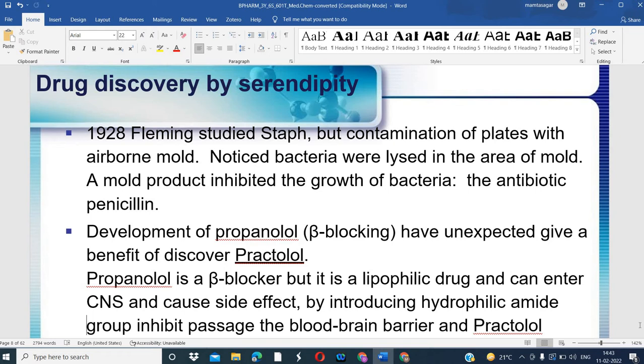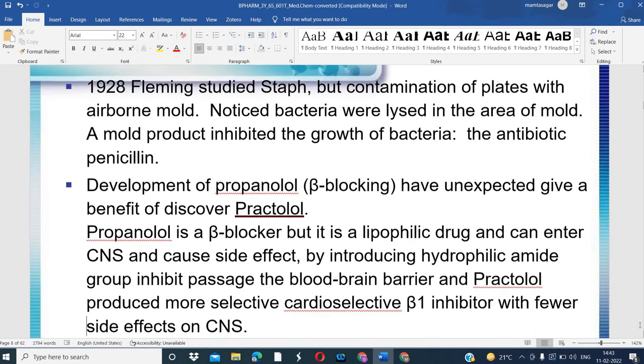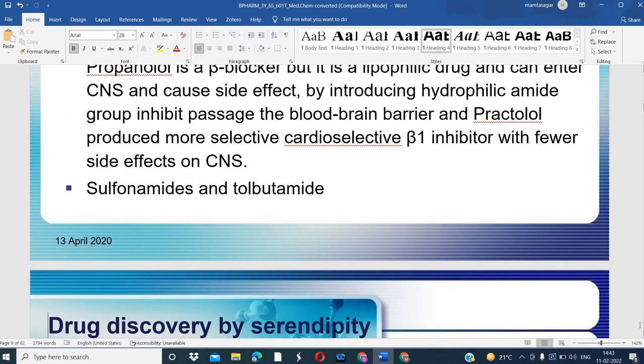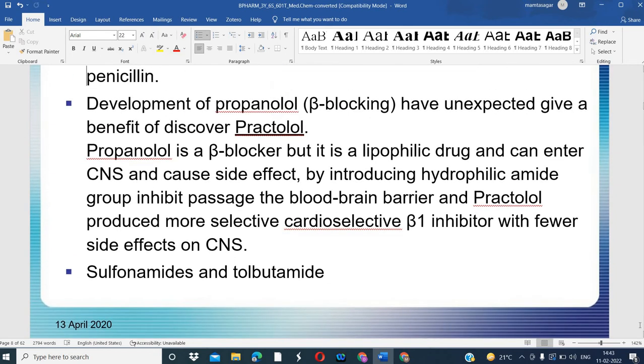What is there is a side effect of this drug, propranolol. Okay, and it causes the side effect. How do we fix it? By introducing a hydrophilic amide group. So now what have we done? Okay. Now we have made some changes in this drug. Then we have developed another drug that is called practolol. Okay, using propranolol, we have developed this drug.